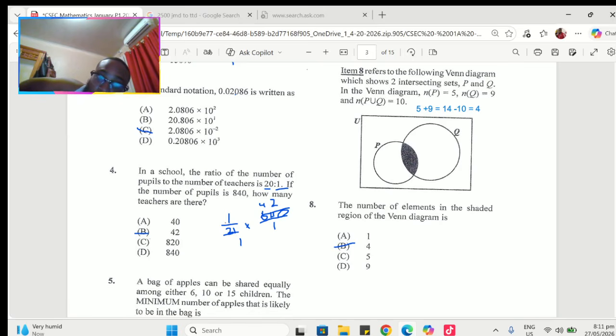Alright, so I add the number of elements in P plus the number of elements in Q, which is 14. But some of the numbers will be double counted because some of the numbers are both in P and Q. So if P union Q is 10, to get the amount that's in P and Q, I subtract the 10 from the 14 that I calculated earlier.